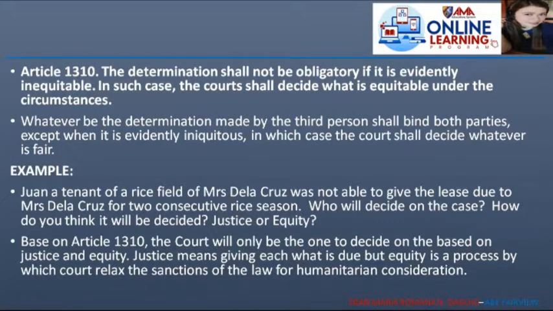So whatever be the determination made by the third person shall bind both parties except when it is evidently iniquitous, in which case, again, the court shall decide whatever is fair.